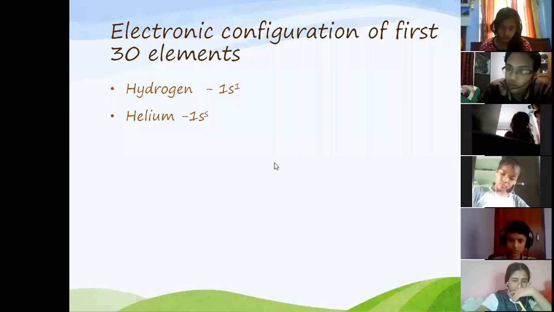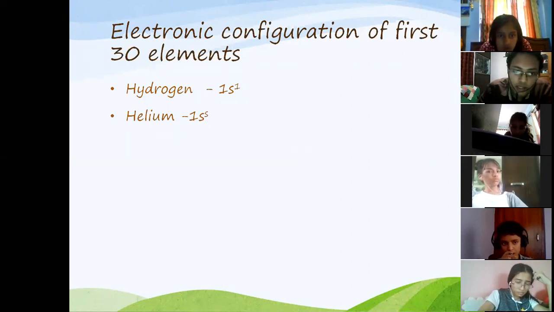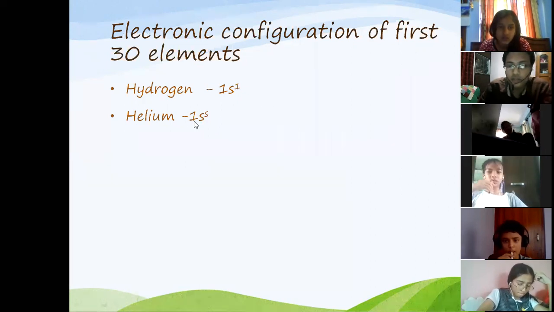Okay, look at that. 1s2. So 1s2 here means 2 electrons are present, and these 2 electrons are present in the s orbital of the first shell. That's the way we need to understand. Okay, 2 electrons are there.